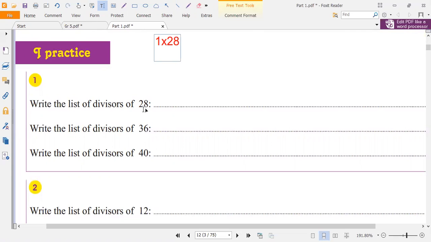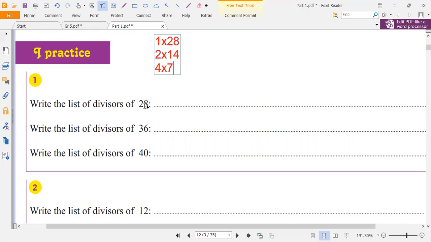One's digit is 8. So yes, it is divisible by 2. And it is 2 times 14. Then we think about the 3. We add the digits. 2 plus 8 is equal to 10. So it is not divisible by 3. Is it divisible by 4? Yes, because 4 times 7 is equal to 28.